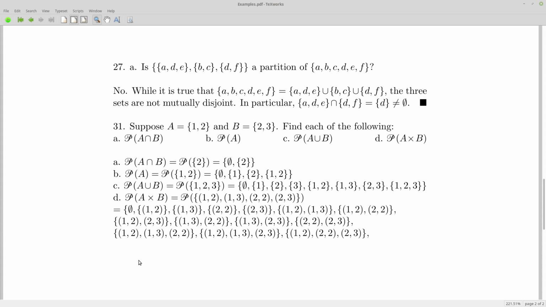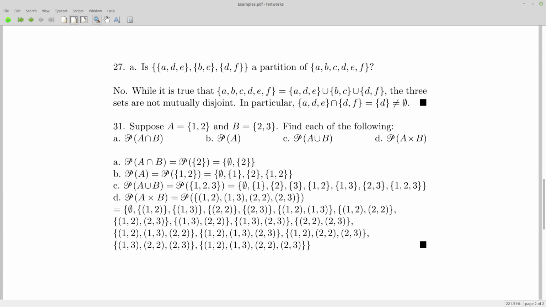And finally I have a triplet that doesn't use (1, 2). It just uses all the remaining 3 ordered pairs: (1, 3), (2, 2), and (2, 3). And we can't forget our 4-element set, which is the entire set itself. And that finishes our power set.